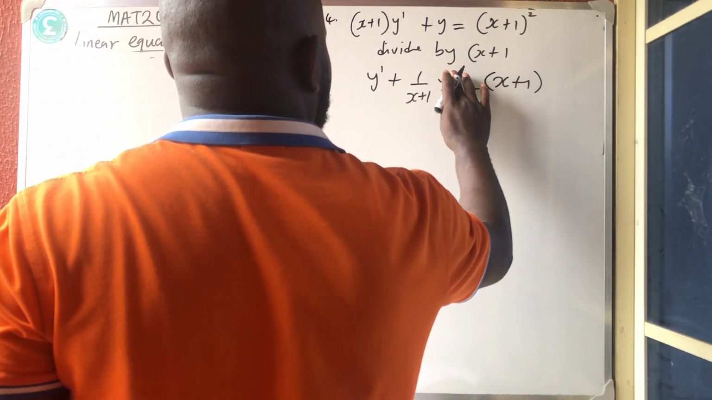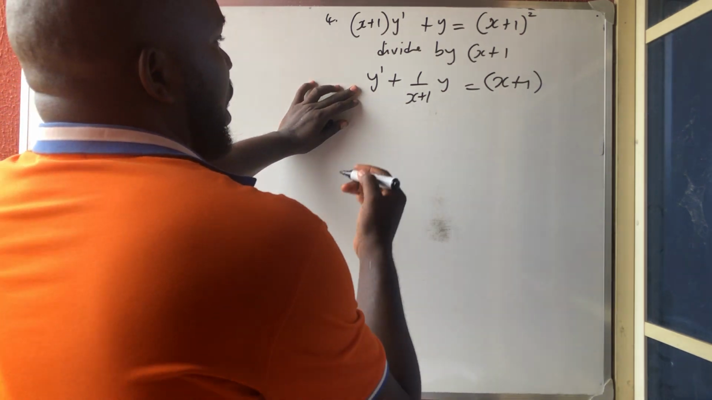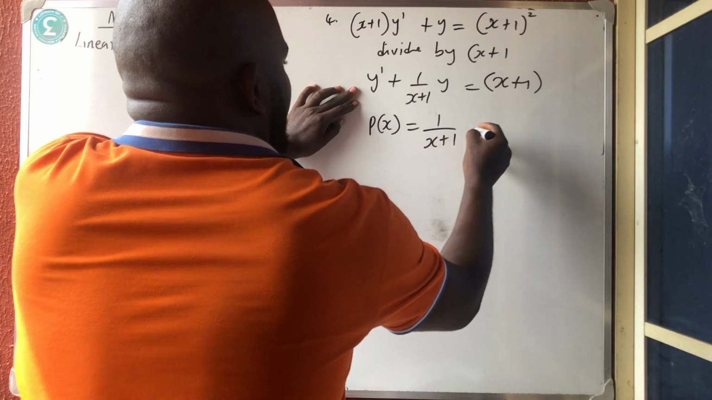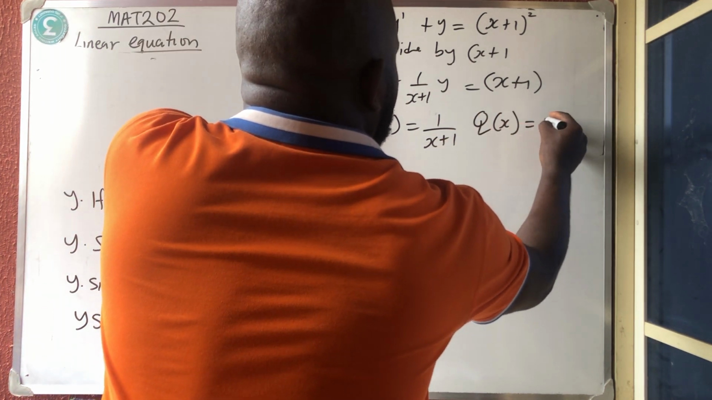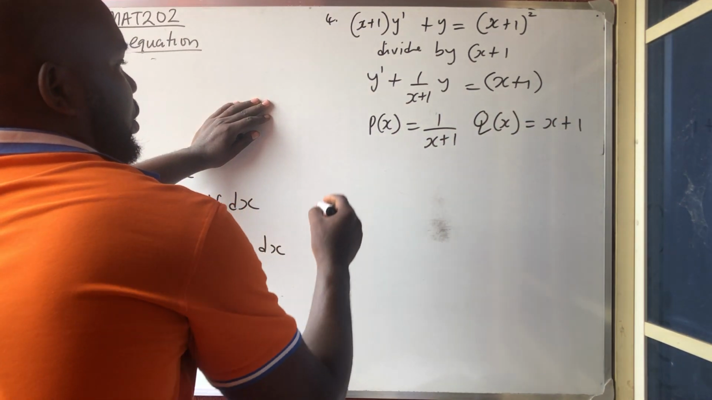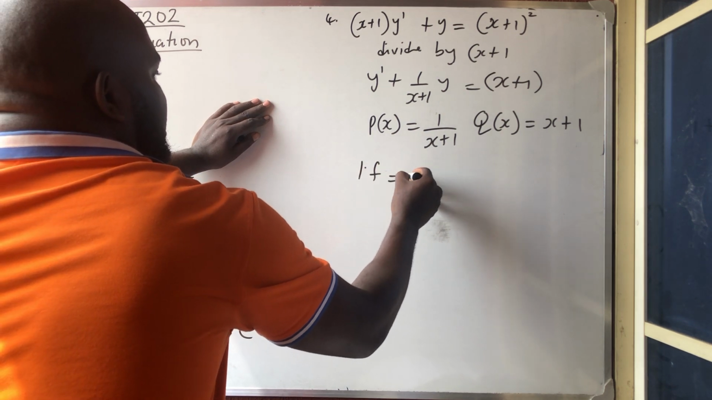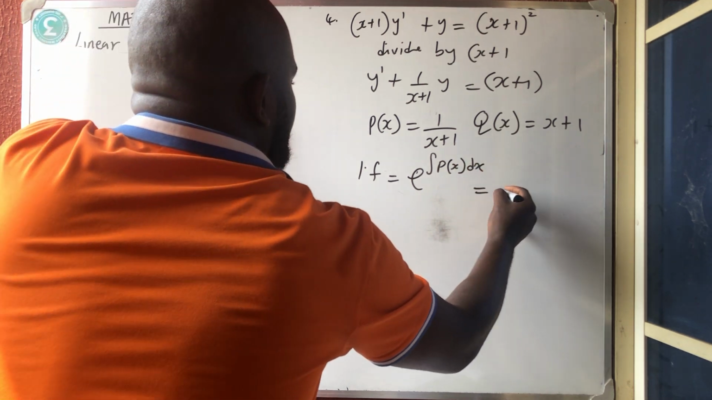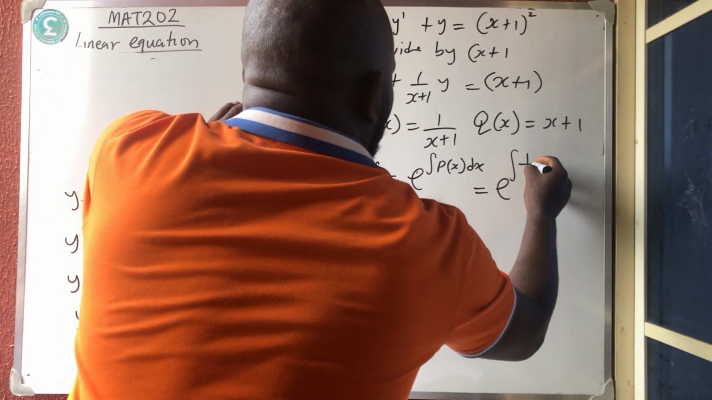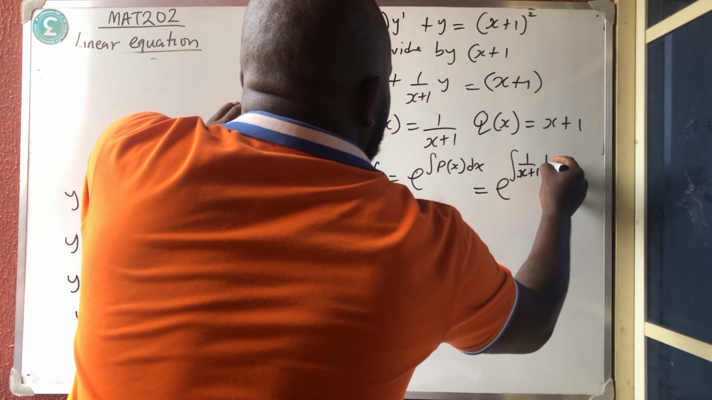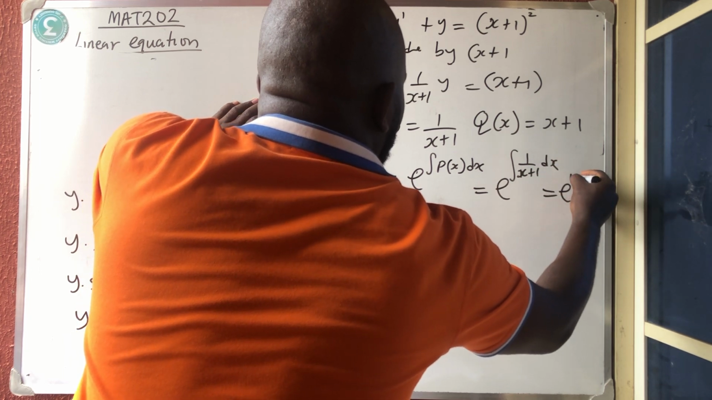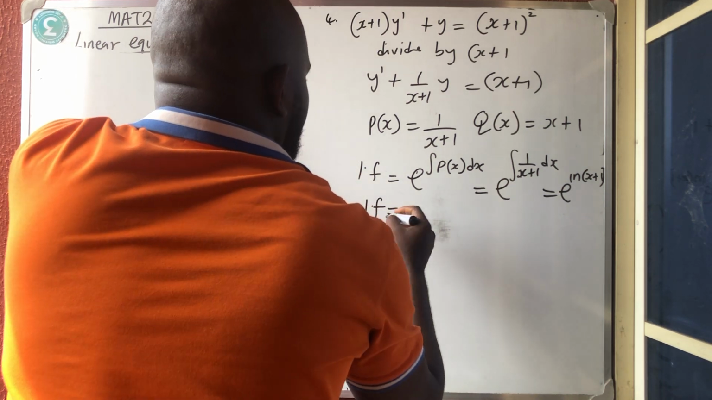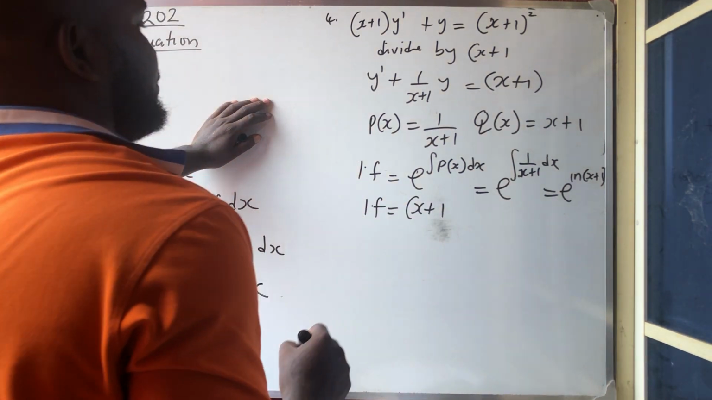So since the coefficient of y prime is now 1, my p of x is 1 over x plus 1, and my q of x is x plus 1. I know my integrating factor is e raised to the power of the integral of p of x dx, which is what? E raised to the power of the integral of 1 over x plus 1 dx, which is e raised to the power ln of x plus 1. Ln is the opposite of exponential, so I'm left with x plus 1.